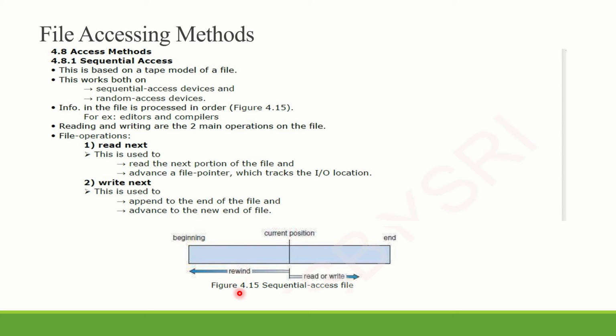Okay, resetting to the first position. That is the reset operation. Another example you can give: editors and compilers use the sequential access method. Here, in the sequential access method, the file pointer goes to do either a read or write operation, but in sequential order. So that is the sequential access method.